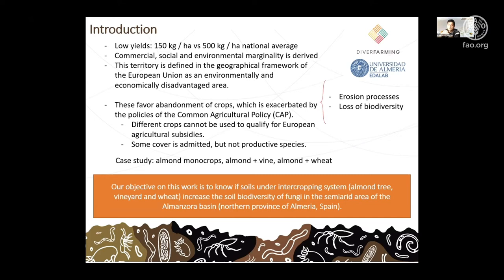For example, different crops cannot be used to qualify for European agricultural subsidies, or some cover is admitted, but not for productive species. This territory is defined in the geographical framework of the European Union as an environmentally and economically disadvantaged area, and the abandonment of crops can cause serious problems of erosion and loss of biodiversity.